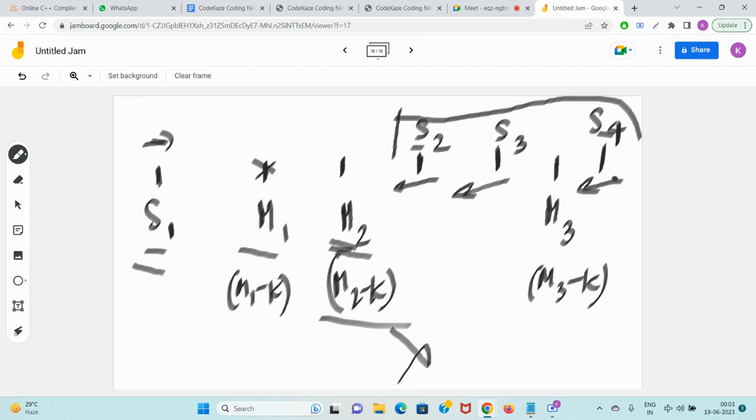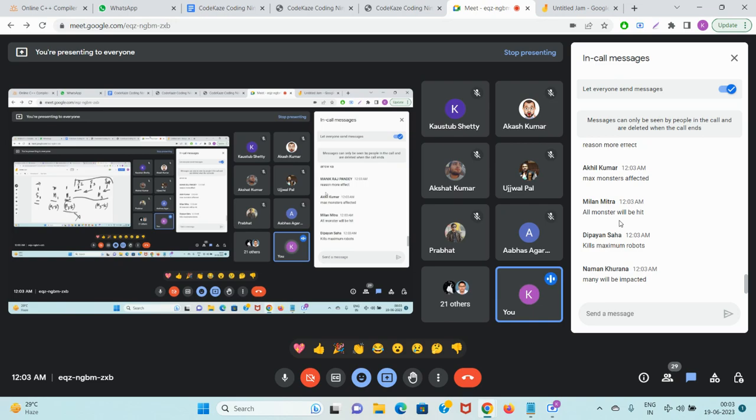If you hit from the farthest away place, these all will also get reduced one more time. Profit. You had to reduce this, guys. Did you get the intuition? Many will be impacted.